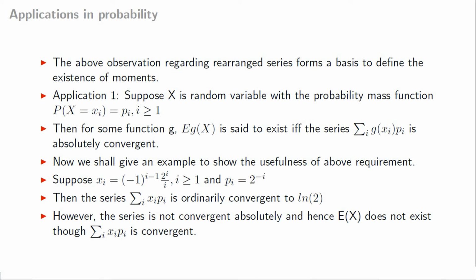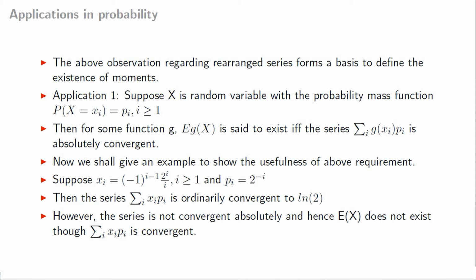So, let us enumerate the application of conditionally convergent series in probability. The above property of rearranged series forms a basis to define the existence of moments. Suppose x is a random variable with probability mass function probability x equal to xi as pi, then for some function g, expected value of g(x) is said to exist if and only if the series summation g(xi) multiplied by pi is absolutely convergent. Now, we shall give an example to show the usefulness of the above requirement.